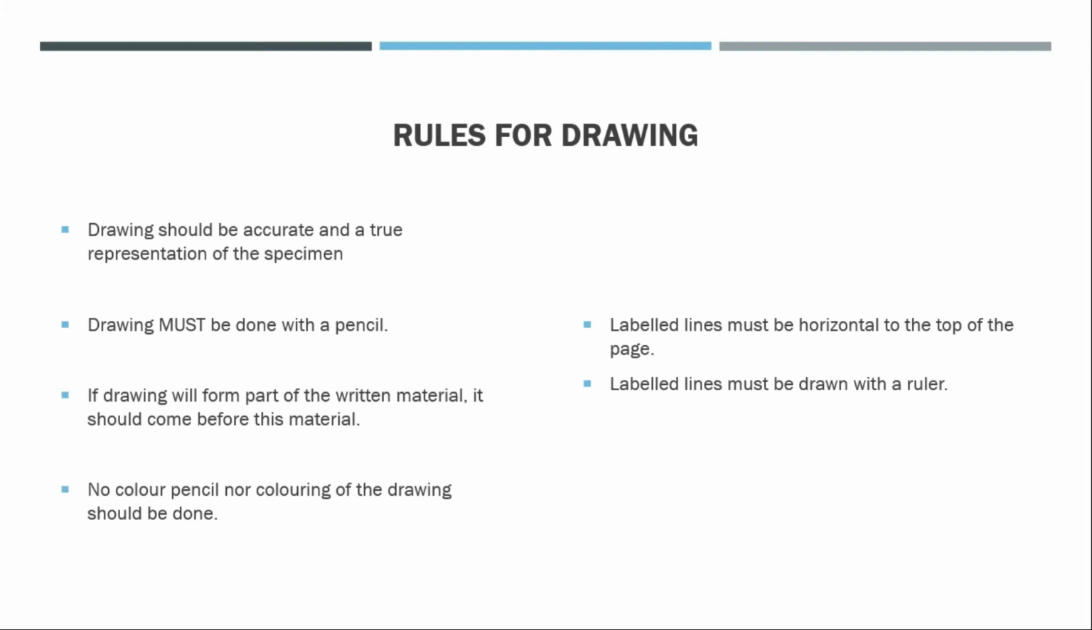Now, labeled line must be drawn with a ruler. Don't try to use your free hand to draw a labeled line. And the labeled line must touch whatever you are labeling. There should be no dot or arrows at the end of the line that you're using to label. Very important point.